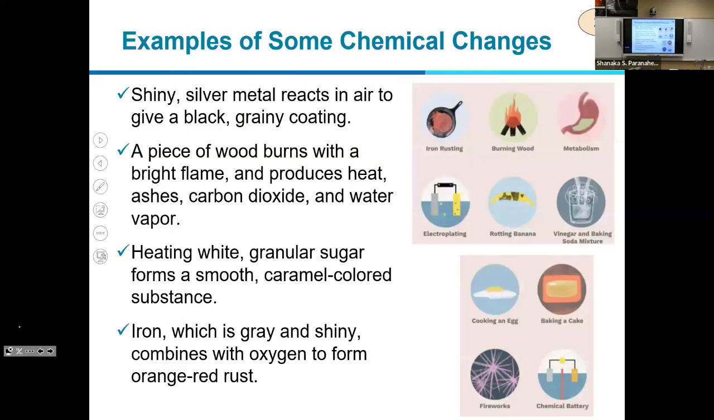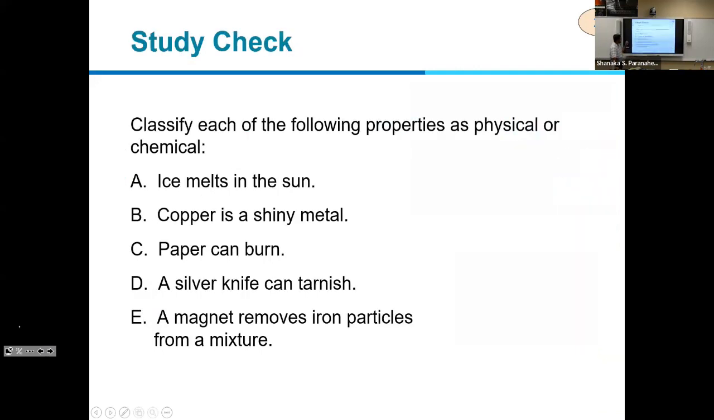Okay, so there are other chemical changes. You can see some of those examples on this slide. Iron rusting, burning, anything that involves burning is always chemical. Decomposition reactions are chemical reactions. Electroplating, rotting banana, vinegar and baking soda. Did anyone mix those two together? Okay, you're going to see a gas. That gas is carbon dioxide. Cooking an egg changes its structure, so it's going to arrange differently. Baking cake, fireworks, chemical batteries. All those are examples of chemical changes.